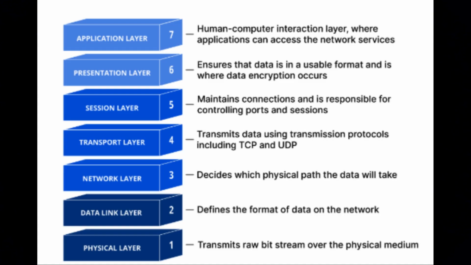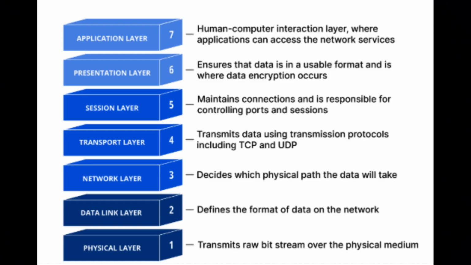Data link layer, local road navigation. The delivery driver uses your street and building number to reach your exact location. This layer is just like how data is moved within the local network using MAC addresses. Physical layer, the delivery vehicle. The scooter, car, or bike physically moves the food to your door. This layer is all about the actual hardware like cables, signals, Wi-Fi that carry your data.